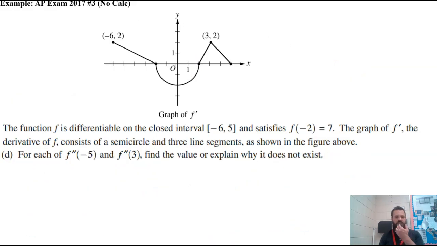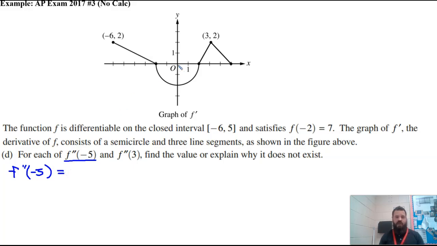All right, last question, part D finally. Here we want to know for f double prime of negative 5 and f double prime of 3, we want to find the value or explain why it does not exist. Okay, so here's an example. We're going from the derivative to the second derivative. Let's start off with f double prime of negative 5. That's going to be the more straightforward one here.